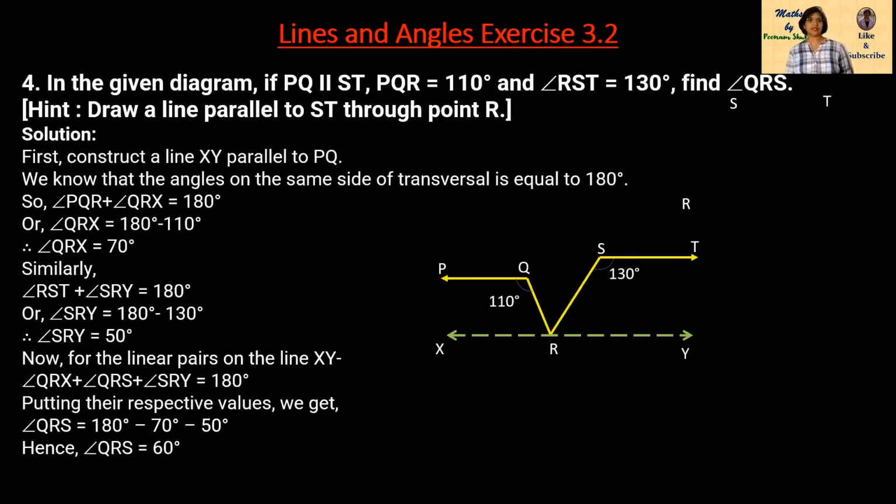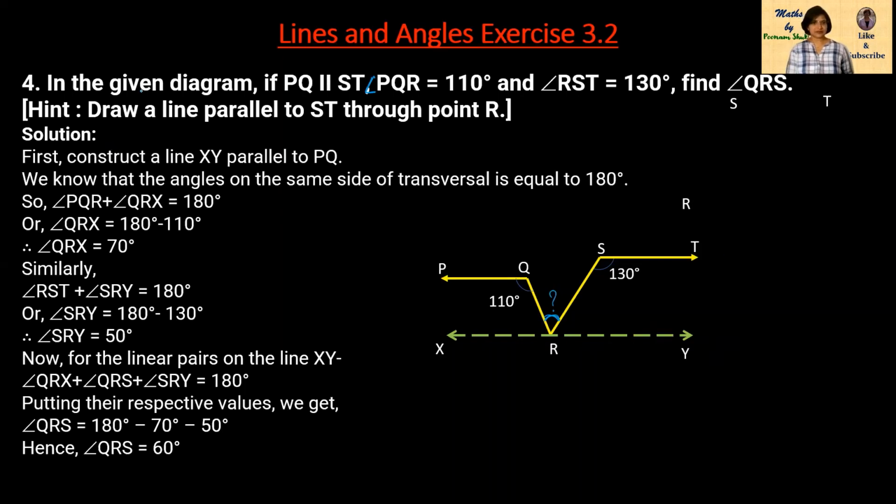In the next question, in the diagram, PQ is parallel to ST, and angle PQR equals 110. This is given already. And here angle RST equals 130 degrees. This is also given, right? Find angle QRS. We have to find this angle, right?